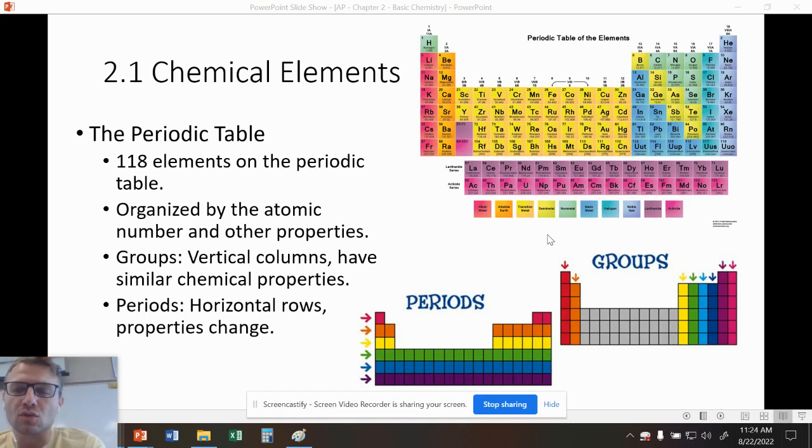Now, we have two specific ways that we organize it, by periods and by groups. We have many more than just that, but we like to start out with periods and groups. Periods are the horizontal lines across the horizontal elements. These don't share chemical properties, and actually they vary greatly between each element. But groups will tend to have similar properties because they have the same number of valence electrons, which we'll get to.